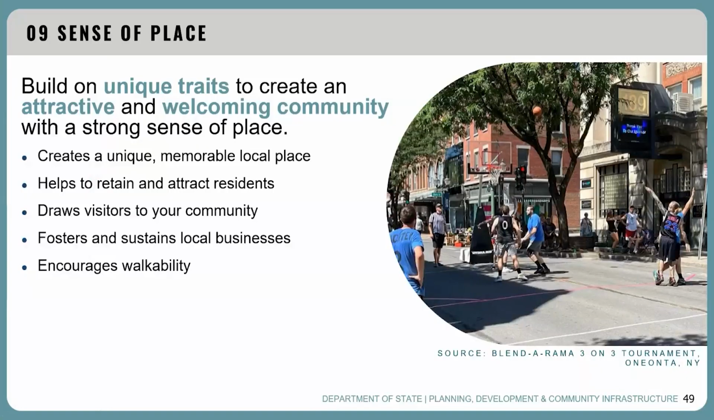At its core, our ninth smart growth principle recognizes that places are not just physical environments, but social and cultural ecosystems built upon interactions that happen throughout the community. Creative placemaking goes beyond traditional urban planning by placing people and their lived experience at the center of community development and building on unique community traits to create an attractive and welcoming community.